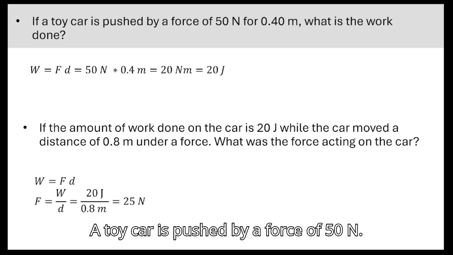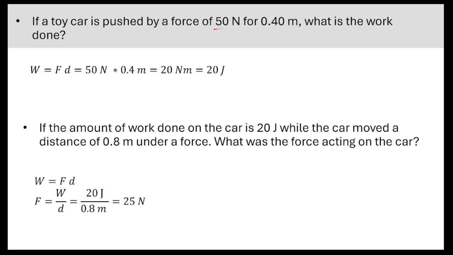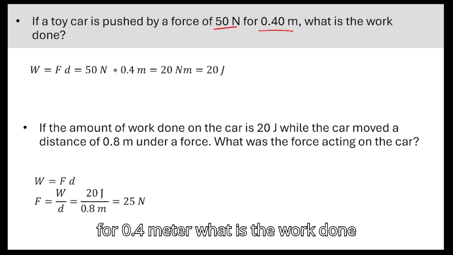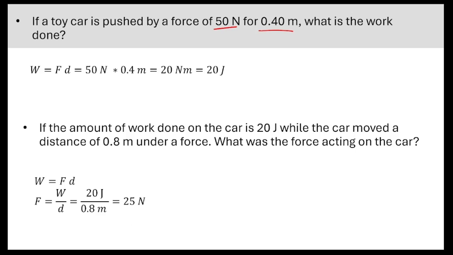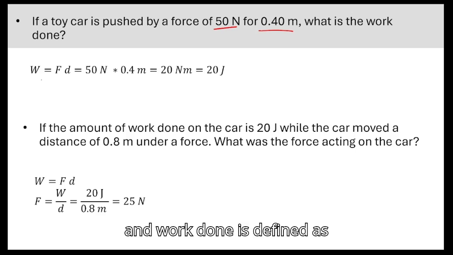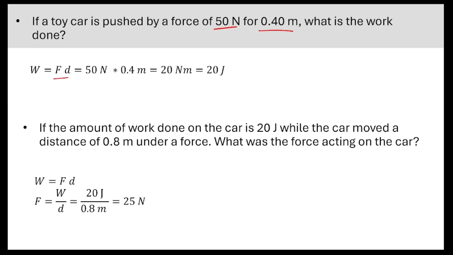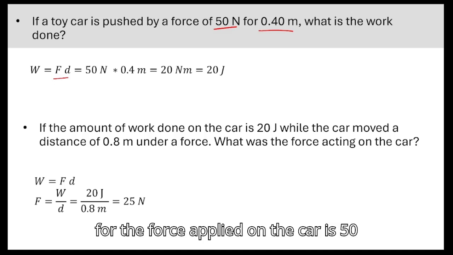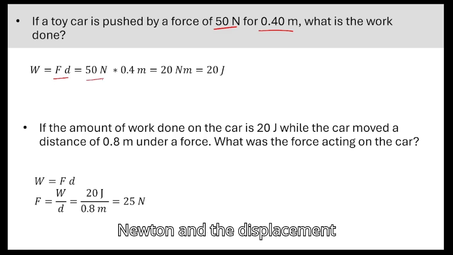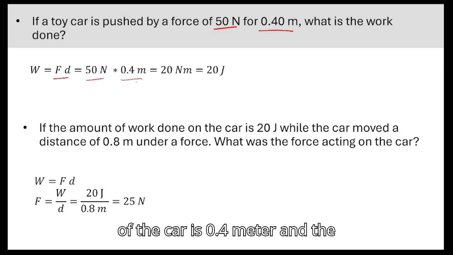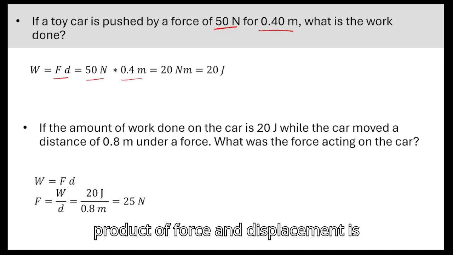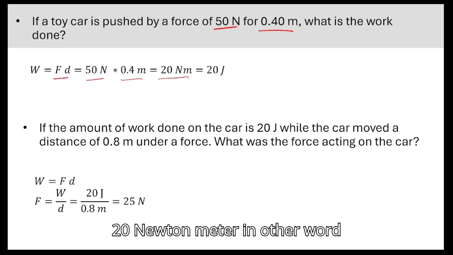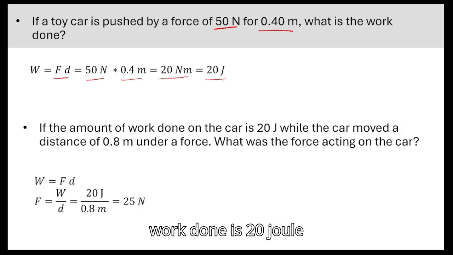A toy car is pushed by a force of 50 Newton for 0.4 meter. What is the work done? Work done is defined as force times displacement. The force applied on the car is 50 Newton, and the displacement of the car is 0.4 meter, and the product of force and displacement is 20 Newton meter. In other words, work done is 20 joule.